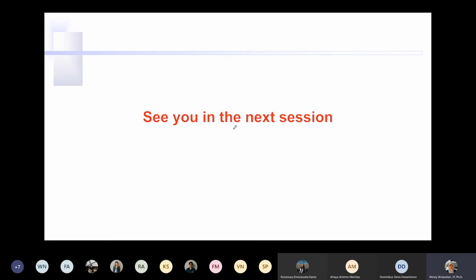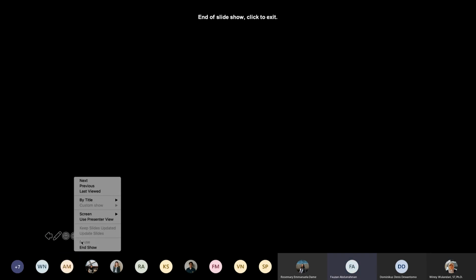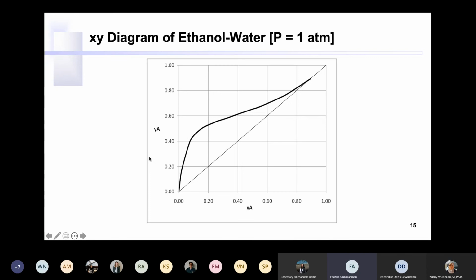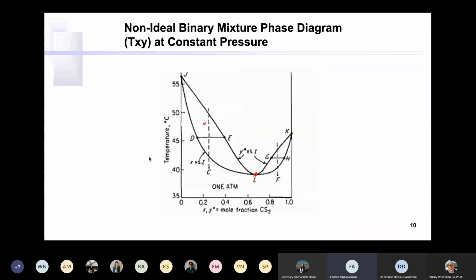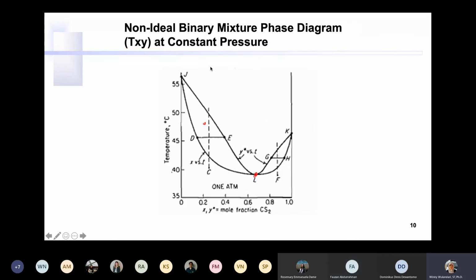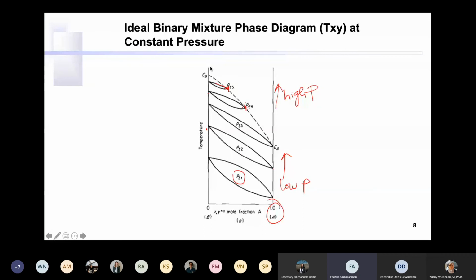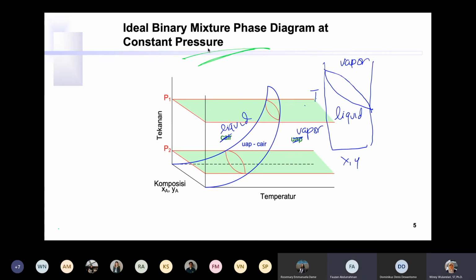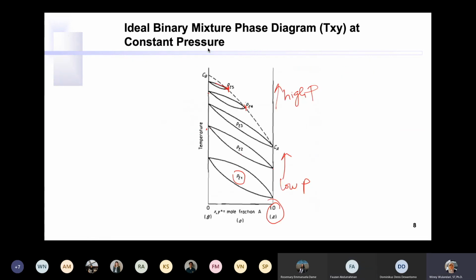Okay, any questions? Miss, I want to ask you a question. Does that mean that if we increase the pressure, there will be less likelihood of having a two-phase region? Yes, if we increase the pressure, there will be less. There would be a critical point, and then there would be no separation. There would be a critical point there. Oh, okay, Miss. Thank you.